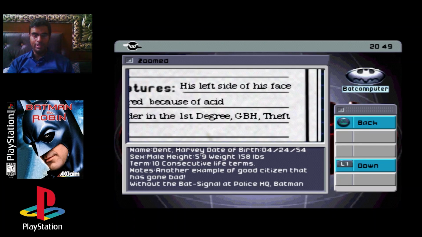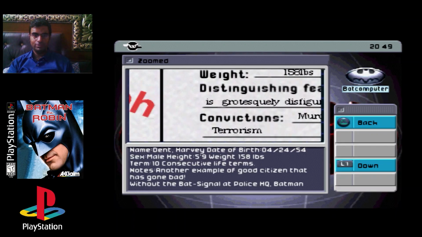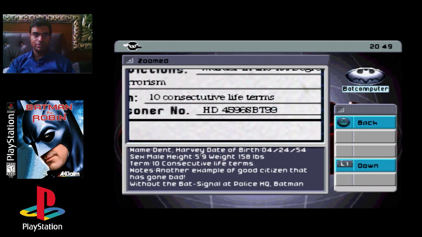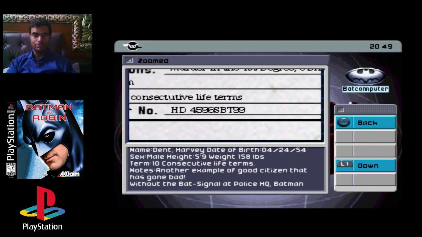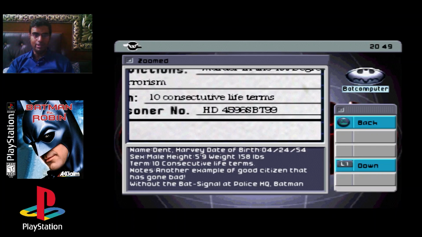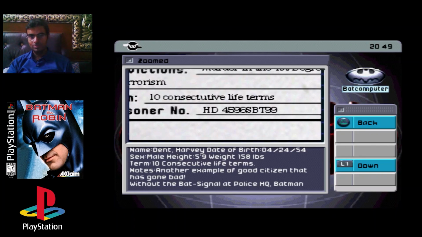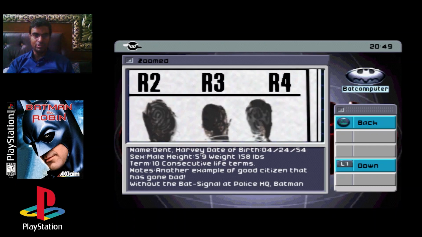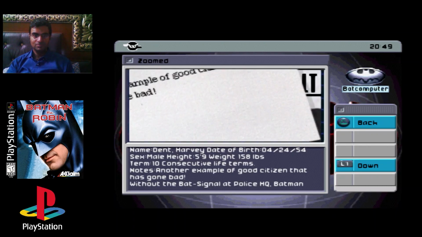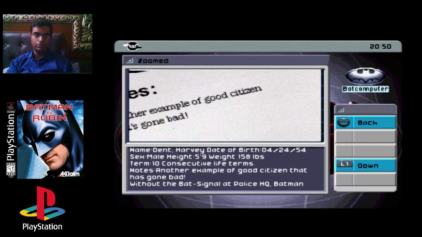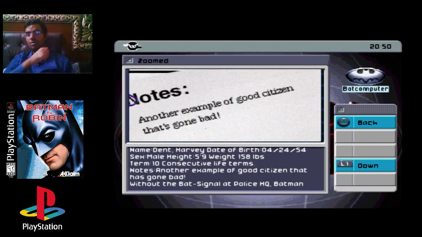So now the convictions are murder in the first degree, GBH, which is some kind of abbreviation, and third is theft and terrorism. So these are the convictions, and the term is 10 consecutive life terms. This is his term, and at the last is his prisoner number, which is here, and these are his fingerprints, and these are some notes by the police. Another example of a good citizen that's gone bad.